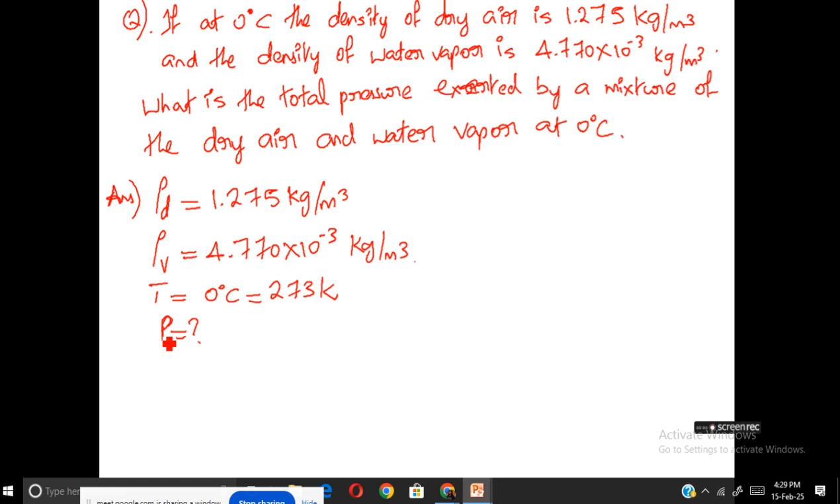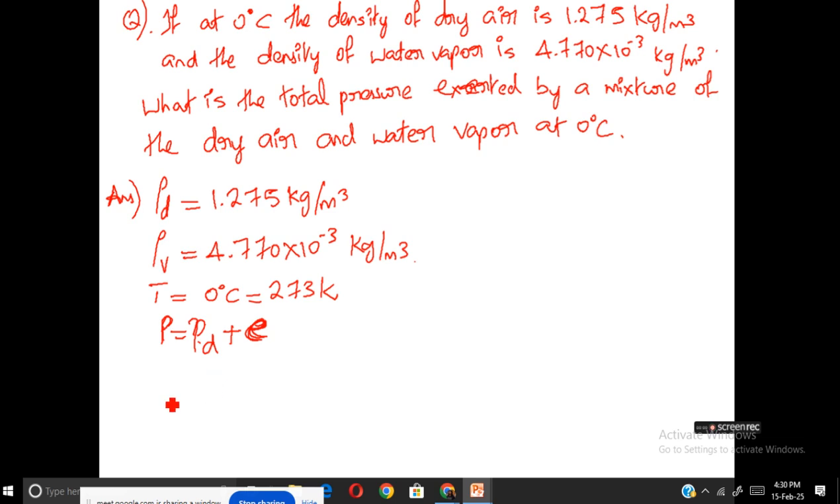So according to Dalton's law, the total pressure exerted by a mixture of gases is the sum of the pressure exerted by the individual gases. So if we want to know the total pressure exerted by a mixture of dry air and water vapor, it is basically the sum of the pressure exerted by dry air, which is PD, plus the pressure exerted by water vapor, which has the notation E. PD plus E is the total pressure exerted by the mixture of dry air and water vapor.